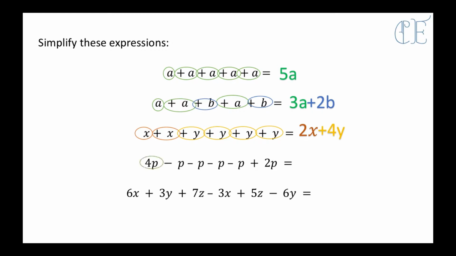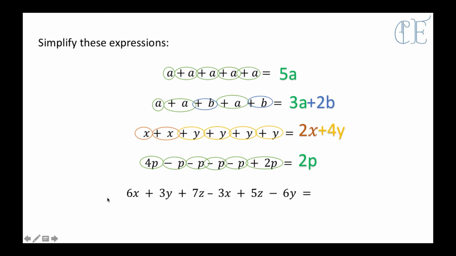Now this one, we have 4p, and then we've got a minus, minus, minus, minus p. So what we're saying here is you've got 4, but then you're taking away 1, 2, 3, 4. So 4p, take away another 4p, gives me 0, plus 2p. So my answer will just be 2p because these two cancel each other out, these ones here.